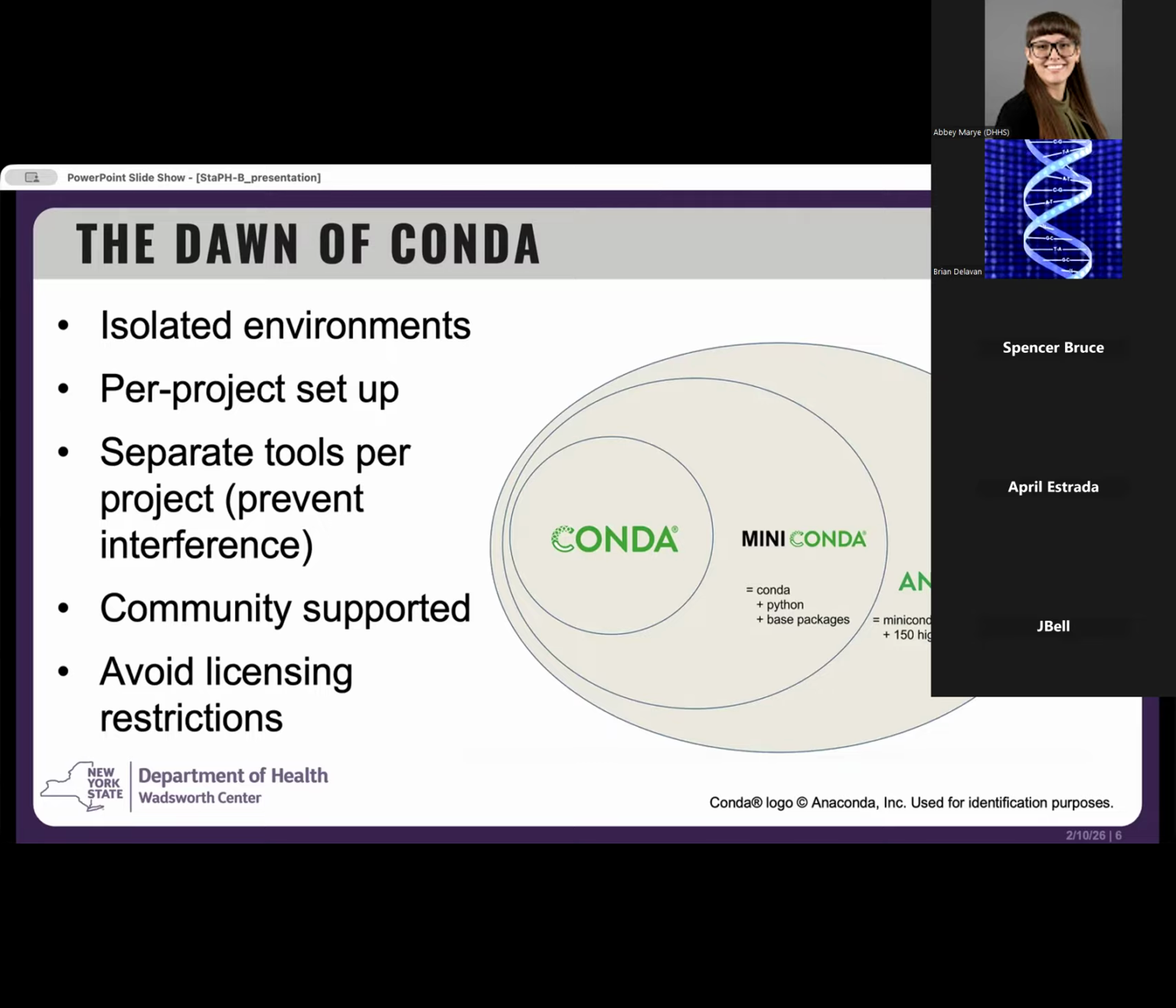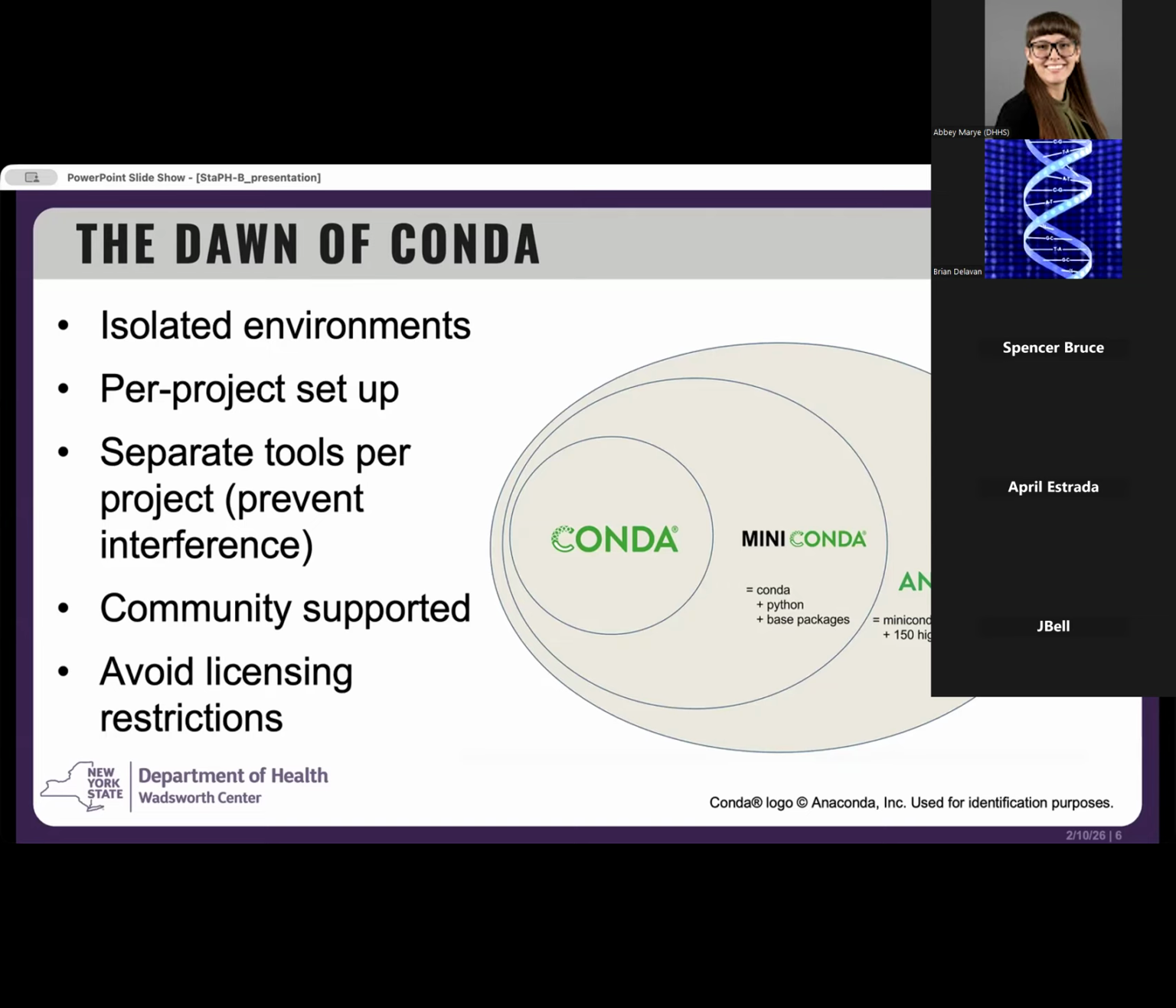Many bioinformatic tools are packaged and maintained by the community. Conda is as well through things like CondaForge and BioConda, which a lot of you might be familiar with. This made it much easier for researchers and public health labs to access complex tools without building everything from source.